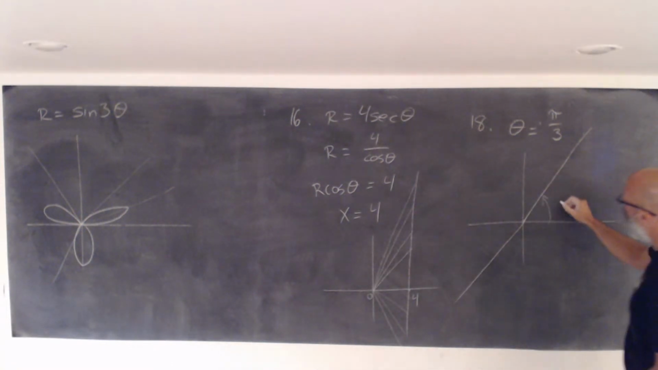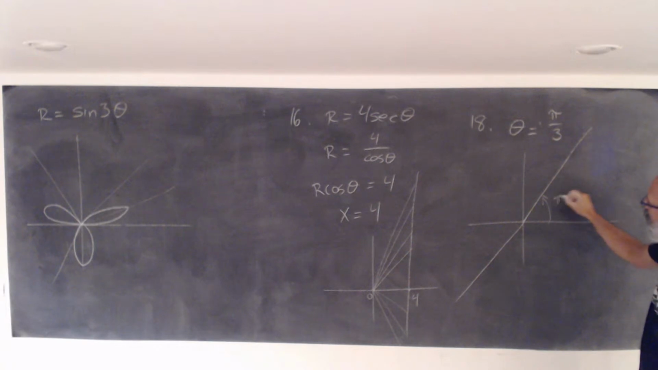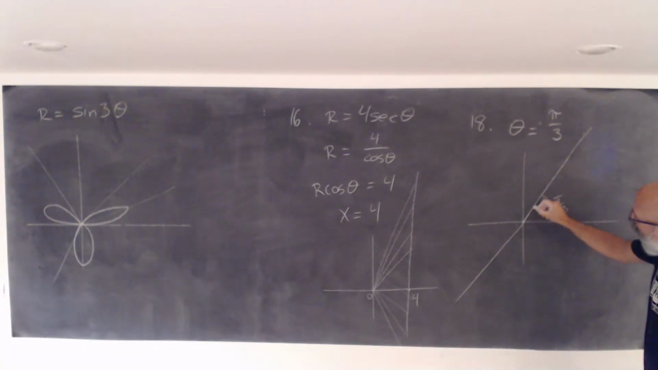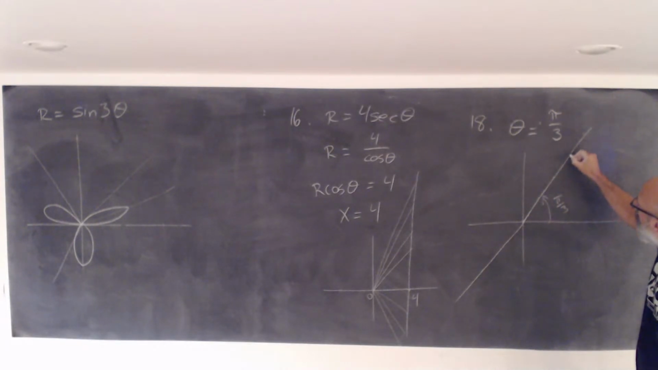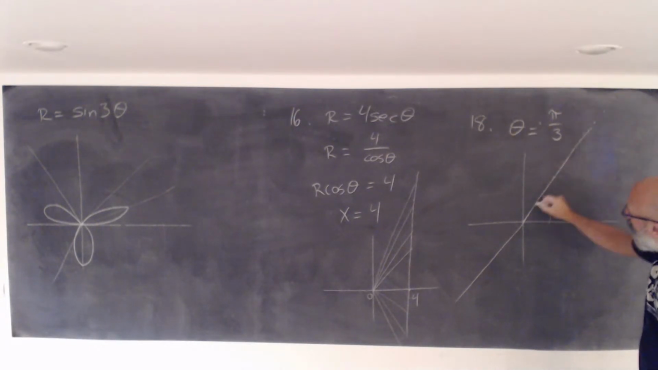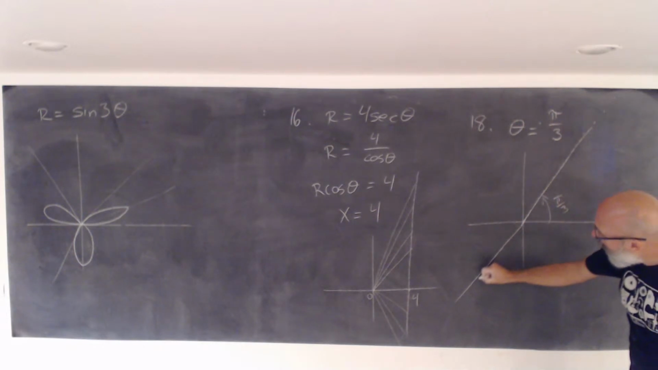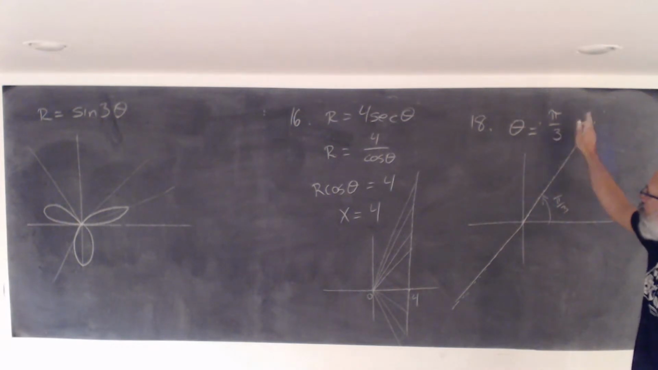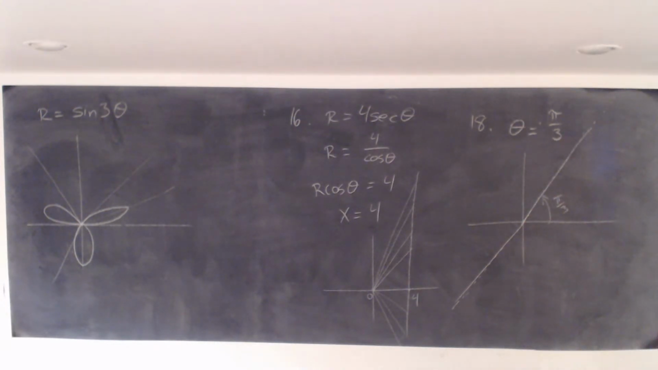Theta is pi over 3 for any value of r. If r is 0, if r is 1, 2, 3, 4, right? So you get this collection of points all along this ray, -1, -2, -3, and so on. You have this straight line. So this is the equation of a straight line going through the origin.